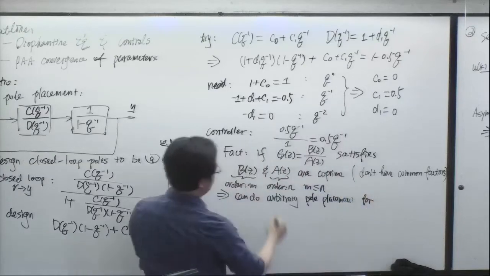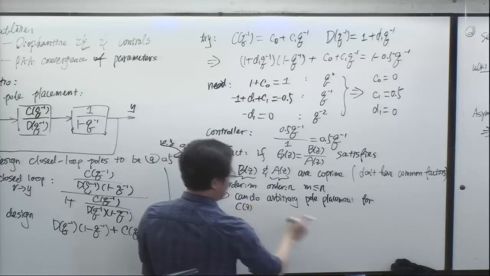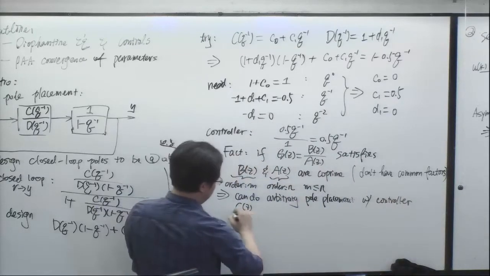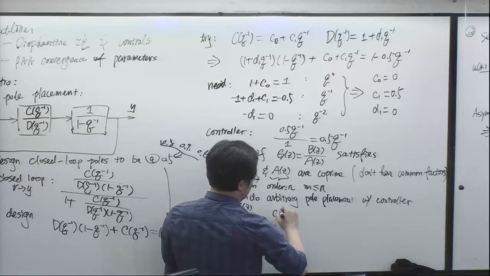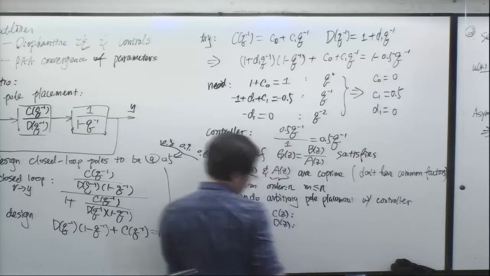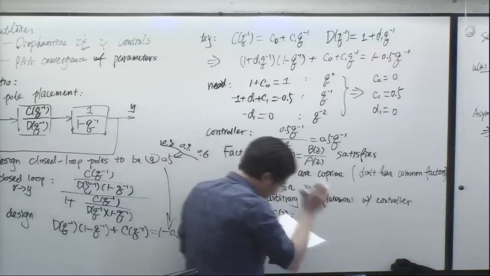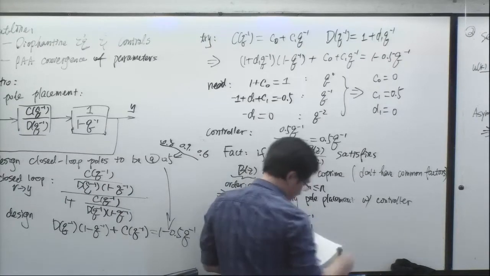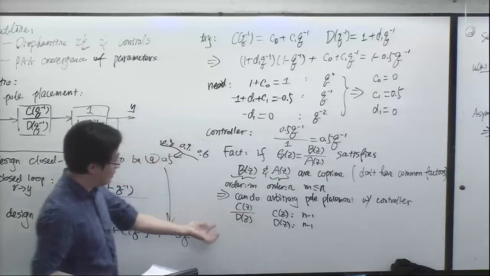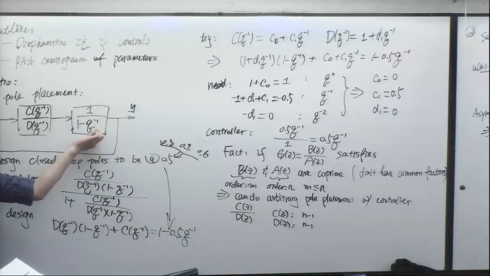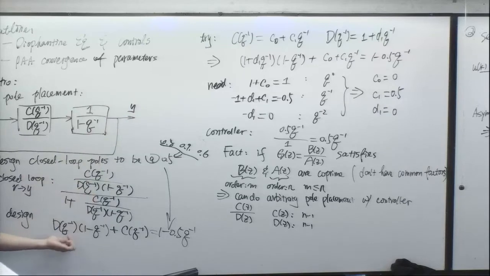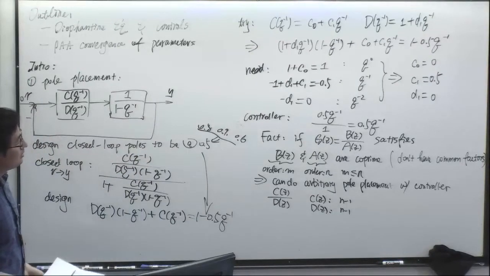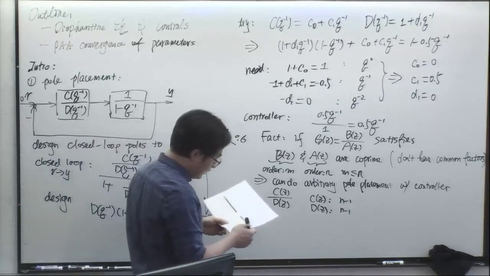For this, choose the feedback controller to be C(z) over D(z), and the orders are: C(z) needs to be n-1 order, and D(z) n-1 order. This is the maximum of the orders. That's how exactly I chose. The maximum order here is 1. So I chose C and D to have a maximum order of 1, and it worked out. So that is the fact.